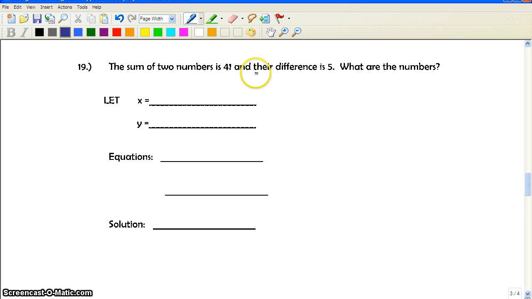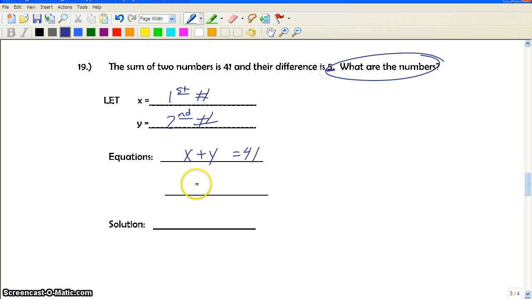So here we go. The sum of two numbers is 41. The difference is 5. What are the two numbers? Remember, the purpose statement of the question gives us direction on where to go. So x is going to be the first number. Y is going to be the second number, because the purpose of this problem is to find the two numbers. Then look at the first statement. The sum of the two numbers is 41, so we're going to add those two numbers, x plus y, and the sum is 41.